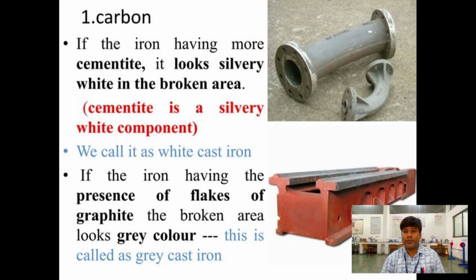If you see here, there are two different diagrams. If you see the broken area in the upper one, it looks white. Why? Because if the iron has more cementite, it looks silvery white in the broken area. Cementite is a silvery white component. We call it white cast iron. In the second figure, we see the presence of flakes of graphite, and the broken area looks gray: gray cast iron. So if we have more cementite, we see white cast iron. If graphite is present, it becomes gray cast iron.